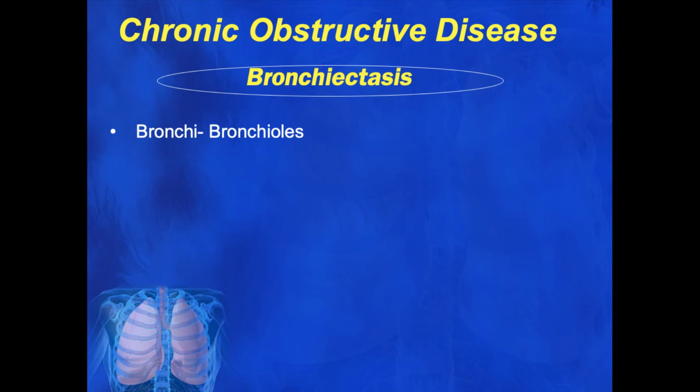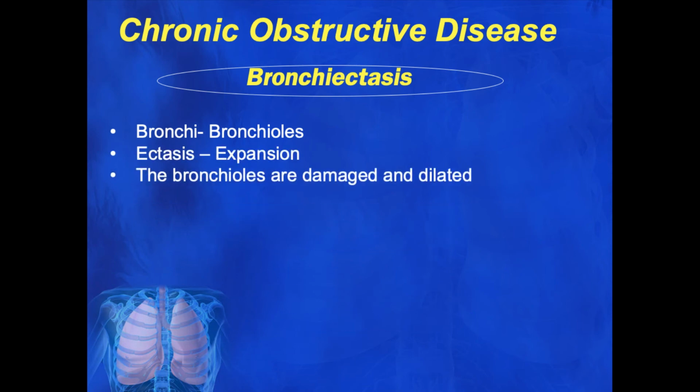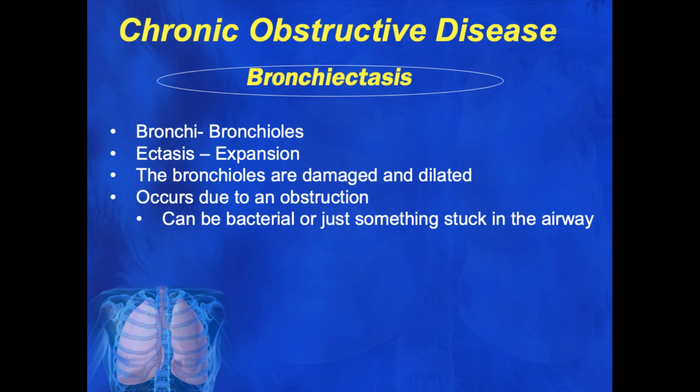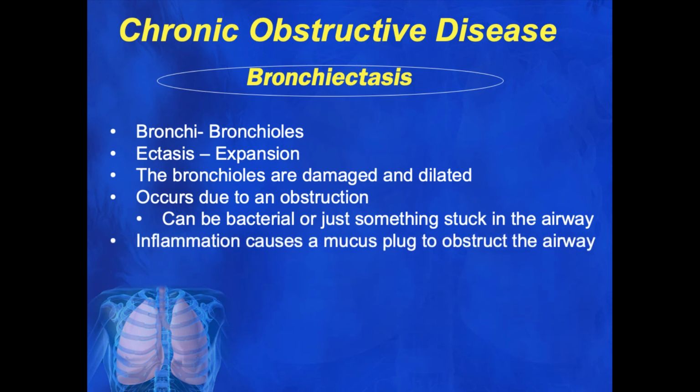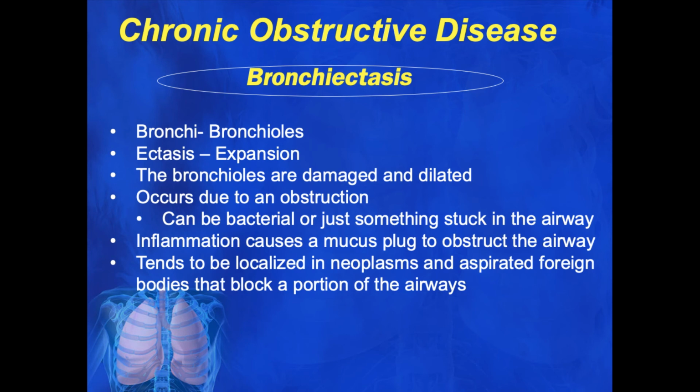Bronchiectasis: bronchi meaning bronchioles, and ectasis is expansion. So the bronchioles are damaged and dilated. This occurs due to some kind of obstruction. It can be bacterial, or just something gets stuck in the airways, and then you have inflammation that can cause a mucus plug to obstruct those airways.